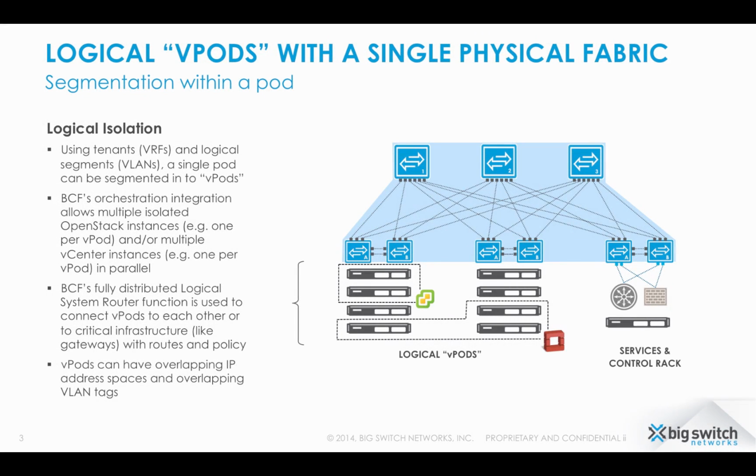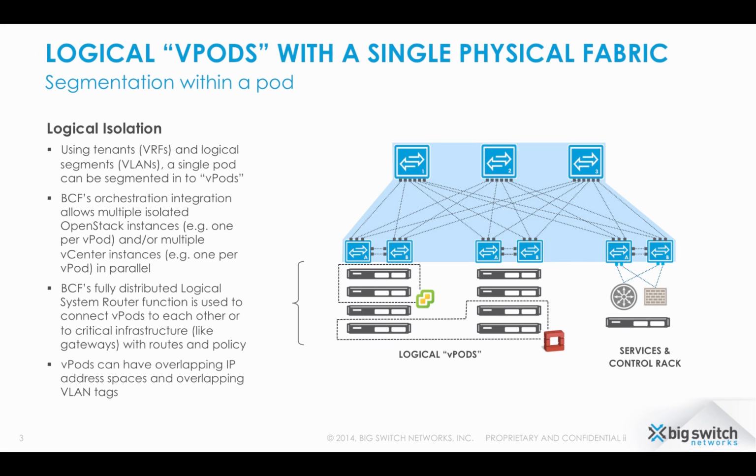Here is how BCF enables logical virtual pod functionality with a single physical fabric. Using tenants and logical segments, BCF provides logical isolation between tenants. Therefore, a single physical pod can be segmented into multiple vPODs. BCF's orchestration integration allows multiple isolated OpenStack instances, and multiple vCenter instances, to run in parallel.